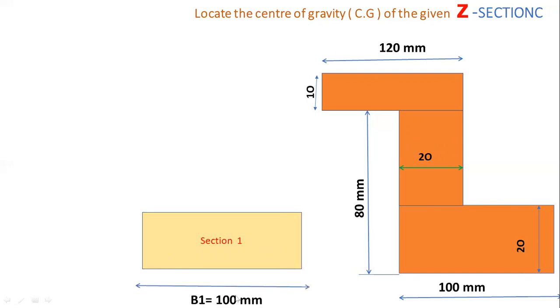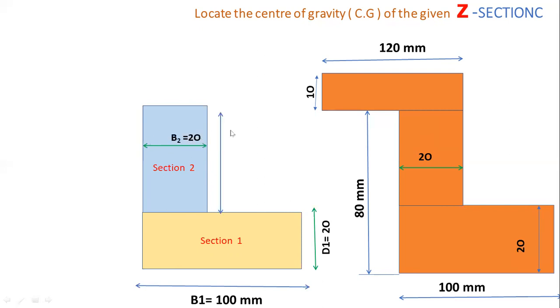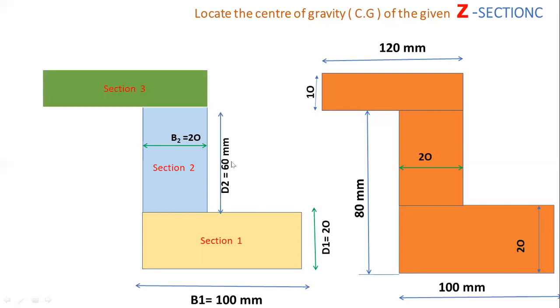The base of this bottom rectangle is B1 equal to 100 mm, and the depth of this bottom rectangle is D1 equal to 20 mm. Now I consider this middle rectangle as section 2. The base of the second rectangle is 20 mm, and the depth of this middle rectangle is D2 equal to 60 mm. Now I consider this top rectangle as section 3. Here D3 is the depth and B3 is the base of the third section.